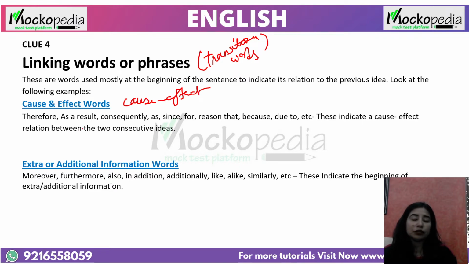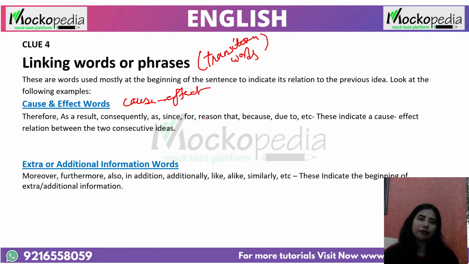Rohini was performing well in the exam. As a result, she got a scholarship. Right? Perth met with an accident. Consequently, he had to be admitted. Right? Since Vijay is busy, he is not going to attend the seminar today. Right? So this is where we are talking about cause and effect, causality. There is a reason present that's leading to a particular impact.